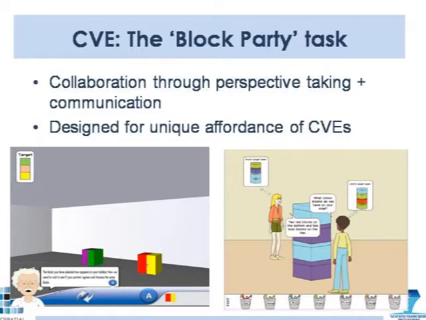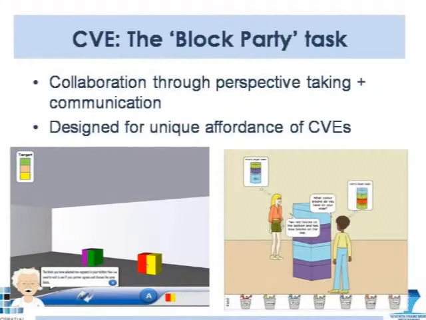And that supports collaboration of children through perspective-taking and communication. And because it has that perspective-taking element that I've already mentioned, it's designed for that particular unique affordance of collaborative virtual environments. It's a task where children see different sides of this image on the left-hand side, and they have a target block that they have to make. They have to stack blocks up in the middle of the room. And each child has different colours at the top.